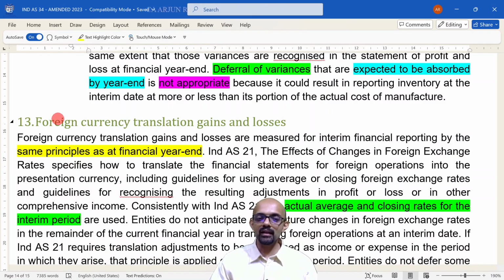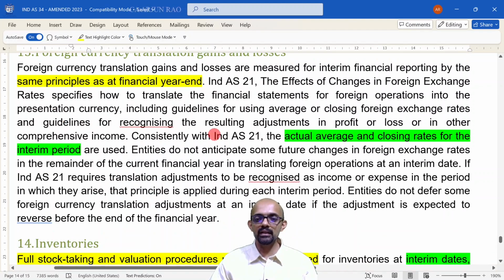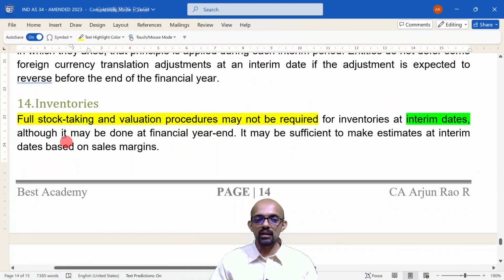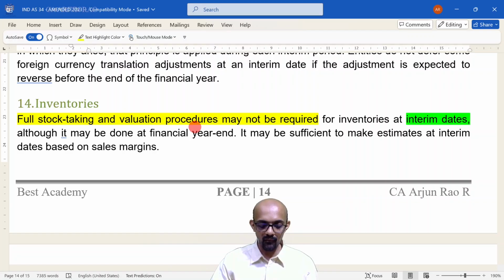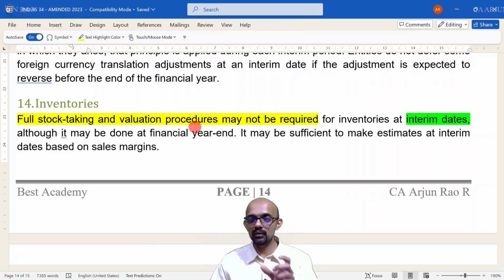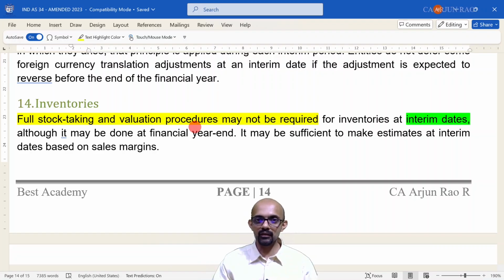Coming to foreign currency translation gains and losses, we take the average and closing rates for the interim period. Stock taking and valuation procedures may not be required at interim dates. It's enough if you just make estimates. For example, you can reduce the profit element from sales, you will get the cost of goods sold, and you adjust it with opening stock and purchases, and you get the value of the inventory. That will be the cost of the inventory. That also is acceptable for interim alone, not for annual.